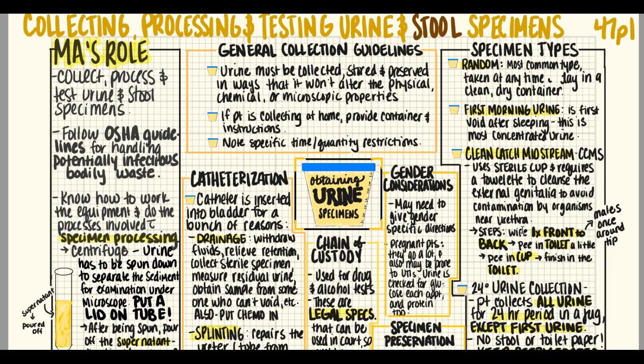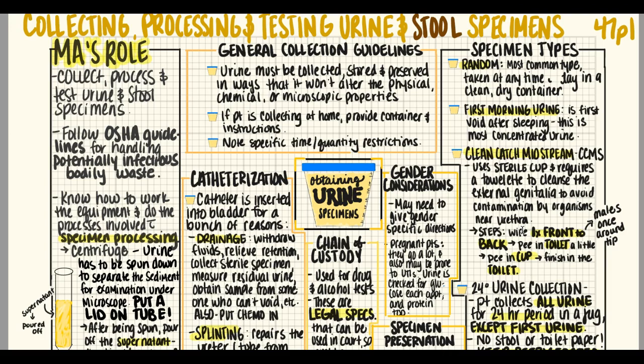Clean catch midstream, this one is also equally as important. It is abbreviated CCMS. It uses a sterile cup, and it requires a towelette to clean the external genitalia to avoid contamination by organisms near the urethra. Now, usually there are 3 towelettes that accompany this clean catch kit, and they come packaged together in a little bag, the sterile cup and then the 3 towelettes that come with it.